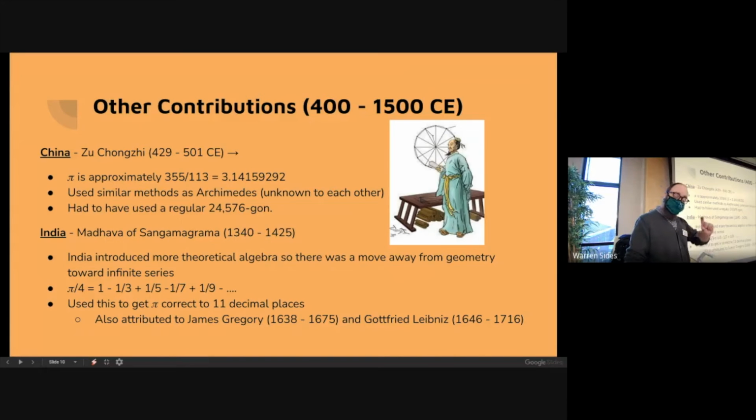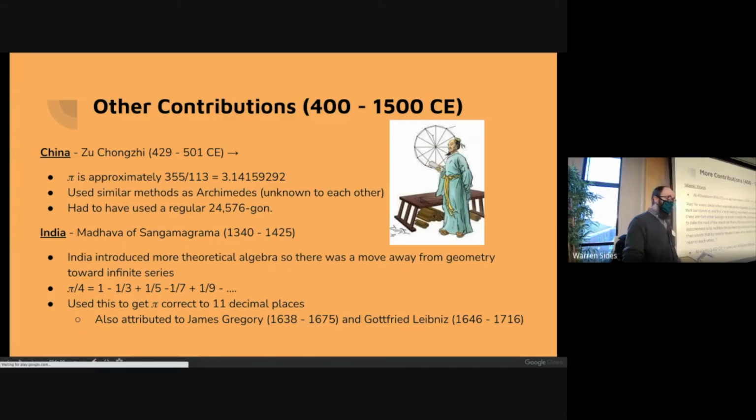A slightly different approach, not geometric anymore, but still the ideas from this sort of adding infinitely many things, and just sort of theoretically did it. This is also attributed later on to some European mathematicians, James Gregory and Gottfried Leibniz. Leibniz, if you know, was the calculus person, one of two. But they use the same method of infinite series.